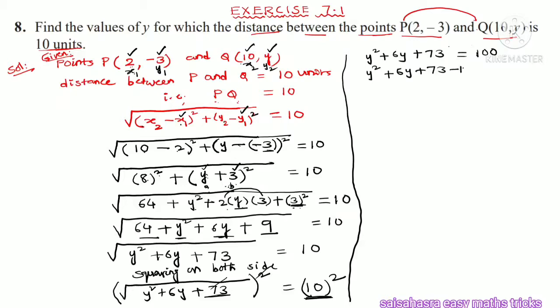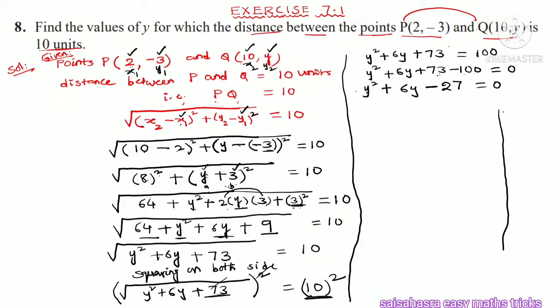If you transpose 100 to the left side, it will be minus 100. y square plus 6y, 73 minus 100. Smaller number minus bigger number gives a negative answer. So the difference of 73 minus 100 is 27, negative, equal to 0. For further simplification, you have to do some rough work.